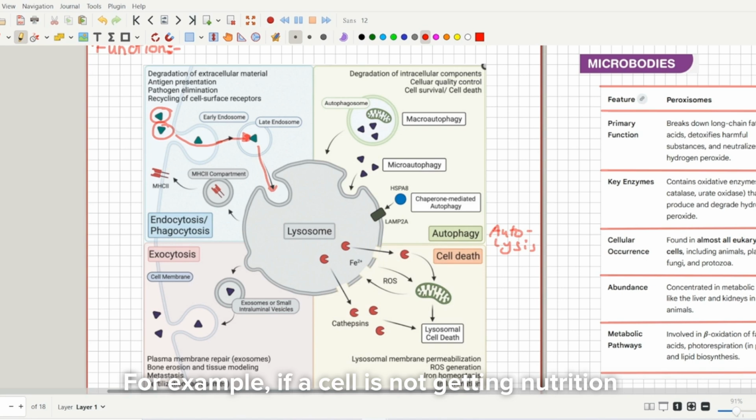For example, if a cell is not getting nutrition at all, if you are in a place where there's no food and no water, what does the cell start doing? The lysosome will start eating its own organelles. Slowly it will start eating everything that is in front of it. So the lysosome will eat everything there is in the cell, and it is called autophagy. It is also called self-death, or you can say it is kind of a suicide bomb. Lysosome is also a suicide bomb in your cell, because it can eat up everything that is present there.